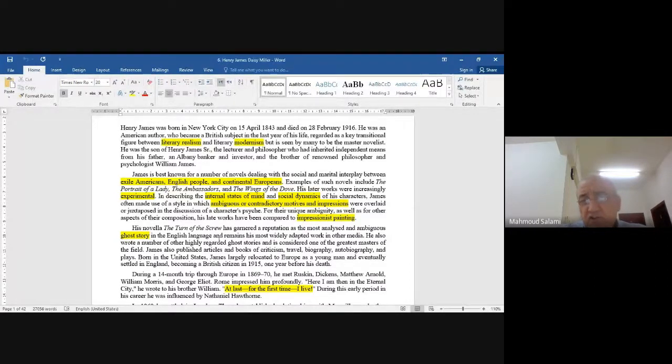His novels mostly also were seen as being experimental, like here, I say, describing the internal states of mind, the social dynamics of his characters. And he was, in a way, showing this style in a way that could sometimes be contradictory, could be ambiguous, and sometimes could be really impressionistic, which is really ambiguous. That's why I'm saying here at the end, like impressionist paintings, if you like.